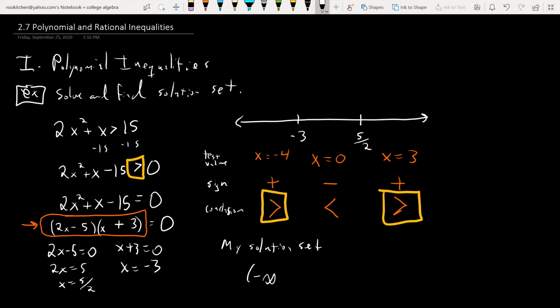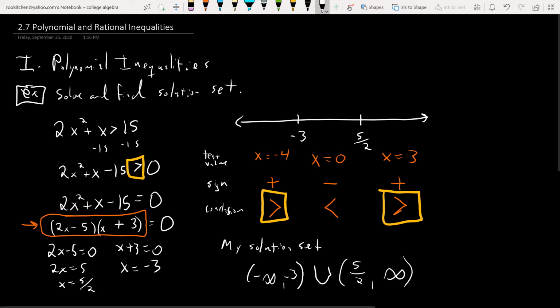So I'm going from negative infinity to negative 3, and you don't include that because of the inequality type. If it was greater than or equal to, you would include negative 3, but we don't because that's where it would be equal to 0. Then union with 5 halves to infinity, and again we're not going to include the 5 halves because of the inequality type. If there was a line underneath the inequality symbol, we'd use a bracket; this inequality type tells us to use parentheses.